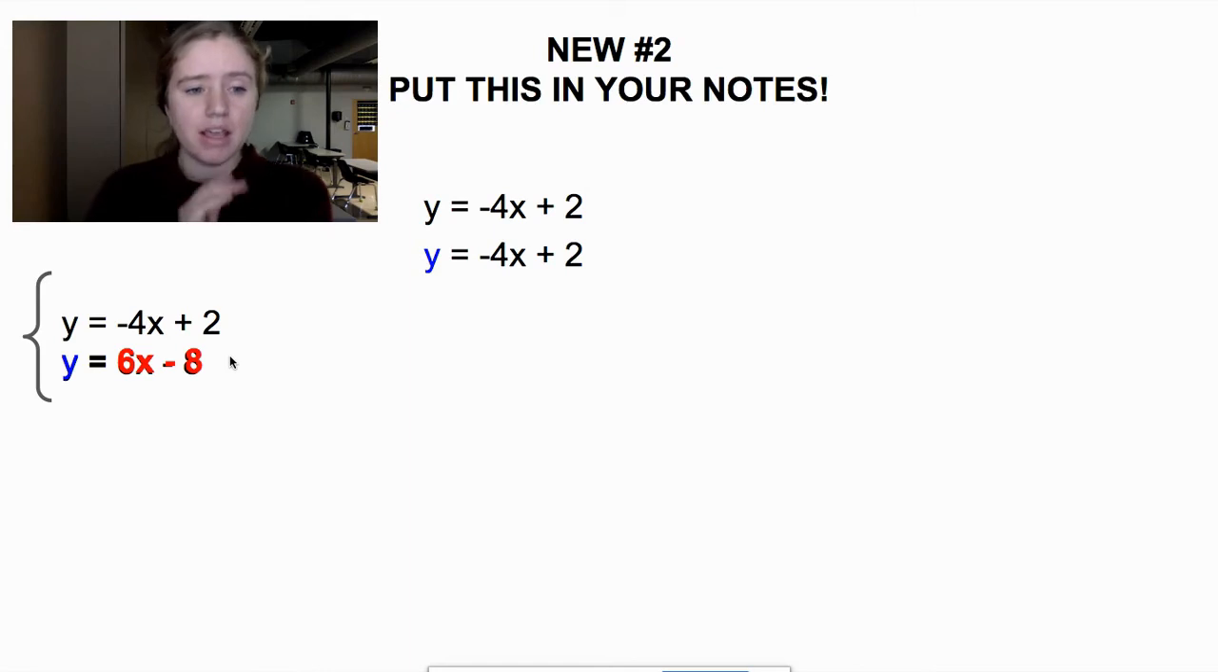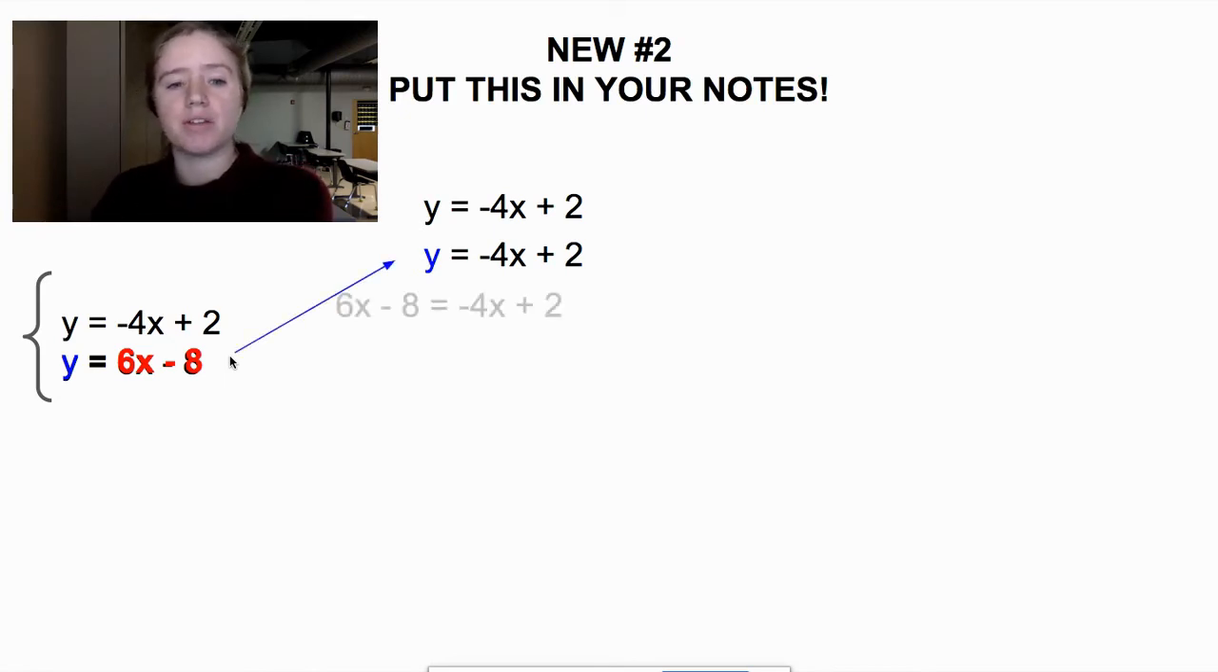So I'm going to take the 6x minus 8, because I know that equals y, and just replace it in this y. So we're going to move it over to that other one. So we have 6x minus 8 equals negative 4x plus 2. Again, we replaced the y in the first equation with what it equals in the second. Now we got a multi-step equation.